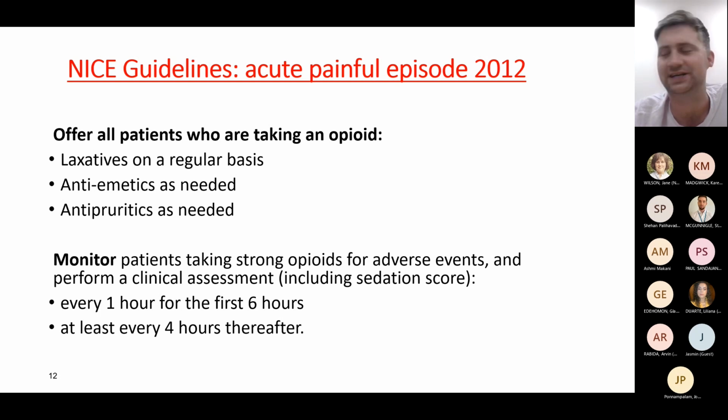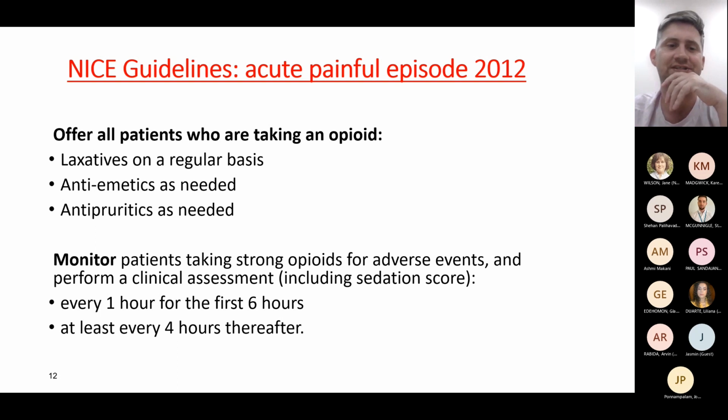We typically use ondansetron, then we can move on to the second line, cyclizine. However, cyclizine we do not give IV, at my trust anyway. I think that's quite common guidelines around the country. And antipyretics, as I said, so the anti-itchy stuff.